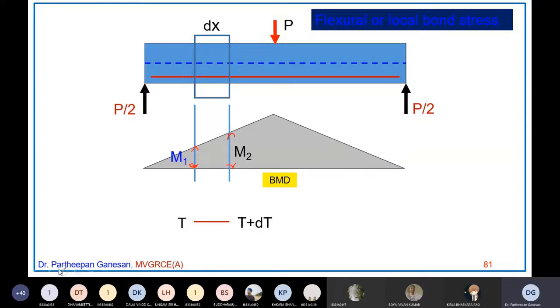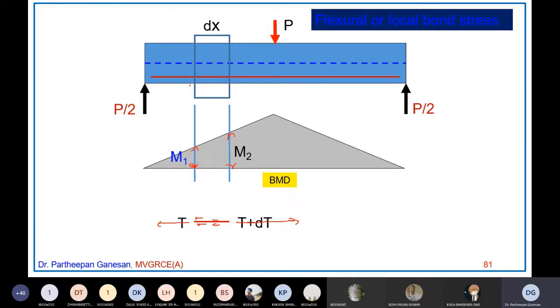Now this has only tensile force T, and this has T plus dT. So obviously there will be a bond stress developed over this, or local stress, to keep the body in equilibrium. That is called local stress or bond stress. But researchers have found that it is not because of T and T plus dT that the flexural local stress is developing. Not because of that.